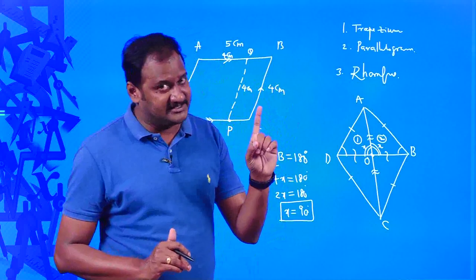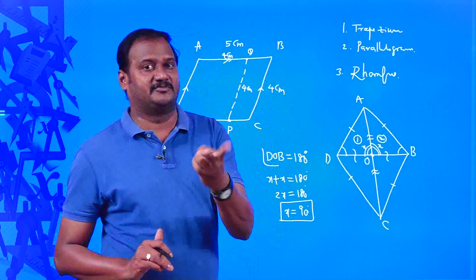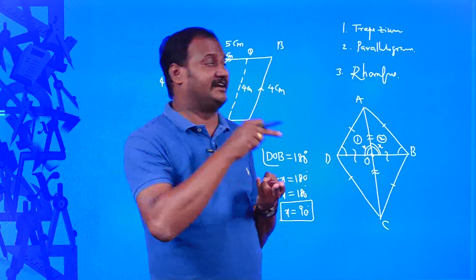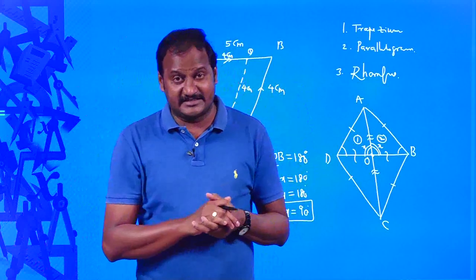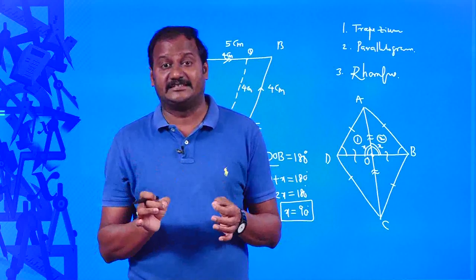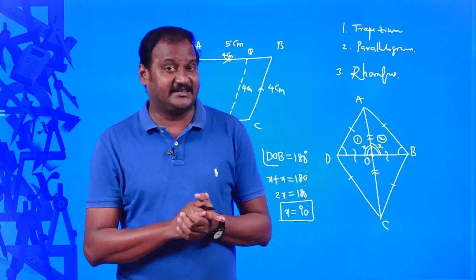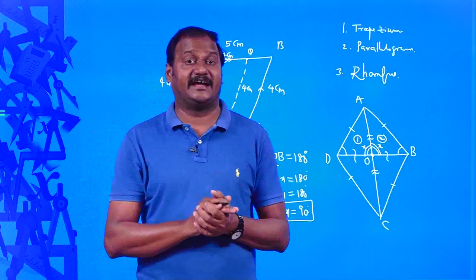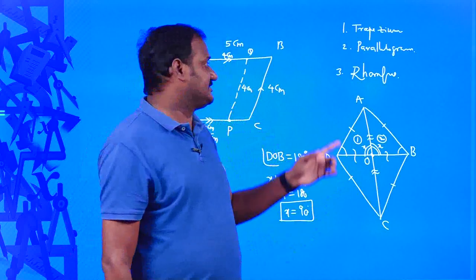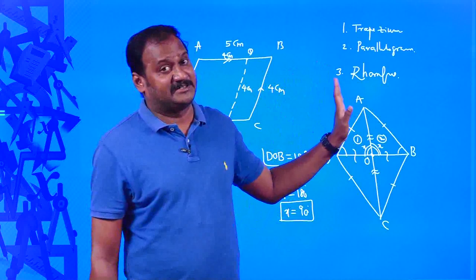Already in a rhombus, diagonals bisect each other. Now, we proved that the diagonals are perpendicular to each other. So, if you combine both these statements, you can define one more property of a rhombus, that is, the diagonals of a rhombus bisect each other perpendicularly. So, it means the diagonals are right bisectors. The diagonals are right bisectors in a rhombus. That is a very, very important property of a rhombus as per the diagonals, okay.